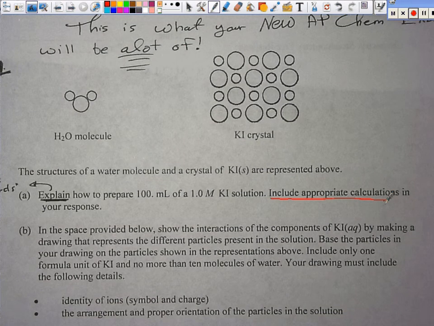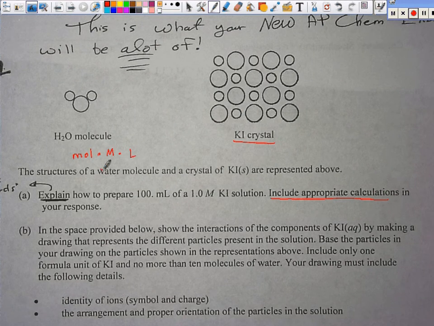Got to find grams. Why? Very good. You need to find out how much of this solid you're going to have. Now notice what it has. It has KI crystal. What state of matter is a crystal? It's a solid, so you've got to figure out how much it is. Now, appropriate calculations would include getting to grams. How are we going to get to grams? Very good. So I need moles, and I need molarity times volume, right?